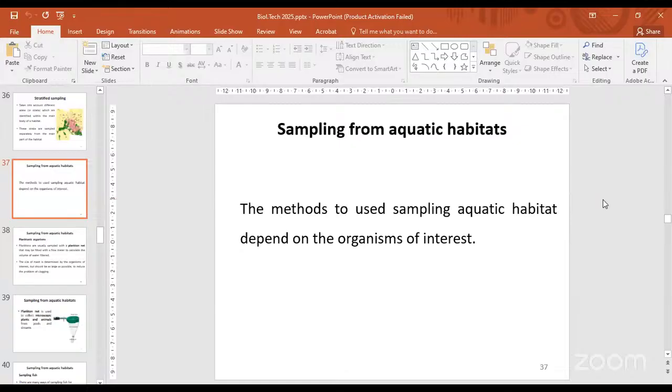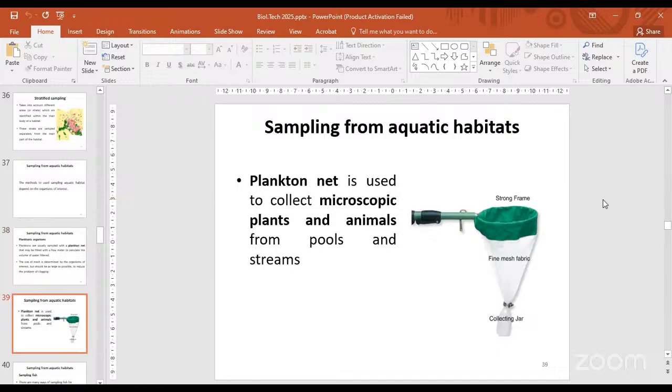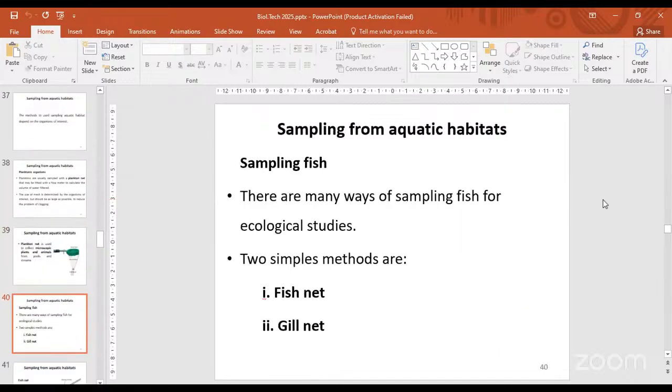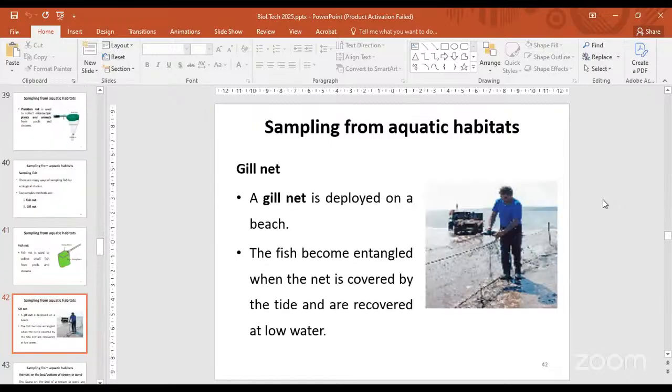So we also talked about aquatic habitats, and we said that the method to use depends largely on the type of organism. If you are sampling small floating organisms called plankton, what we use is the plankton net. This is a typical plankton net. If you are sampling fish, there are two major methods that we can use: the fish net or the gill net. The gill net is a trap. This is the fish net. We looked at it last week, and this is a gill net.